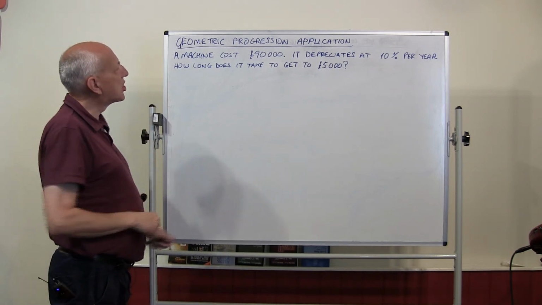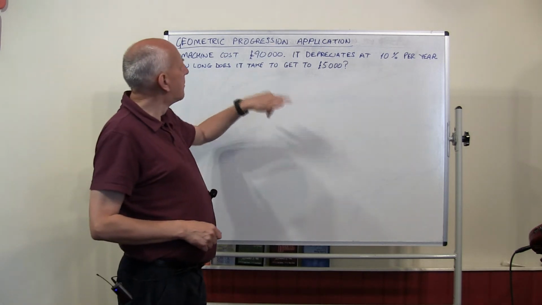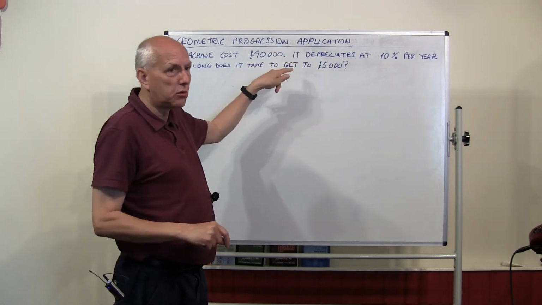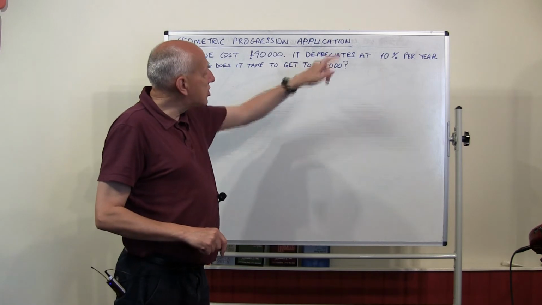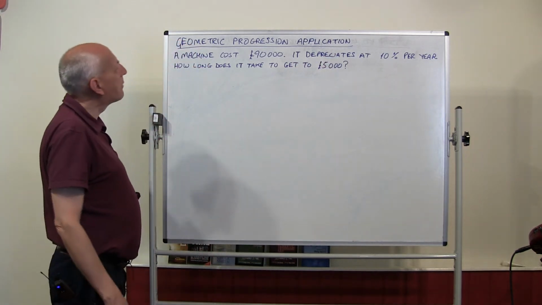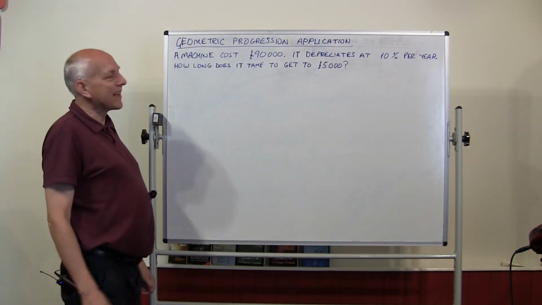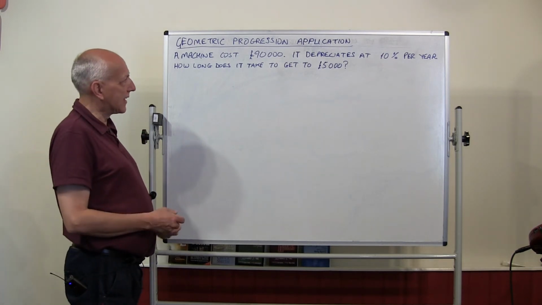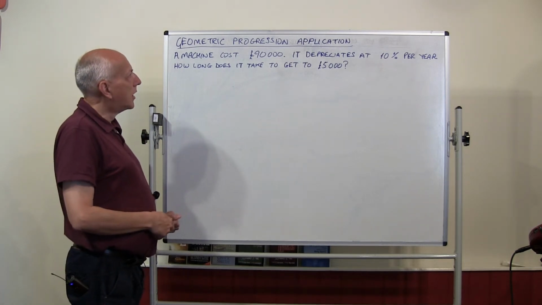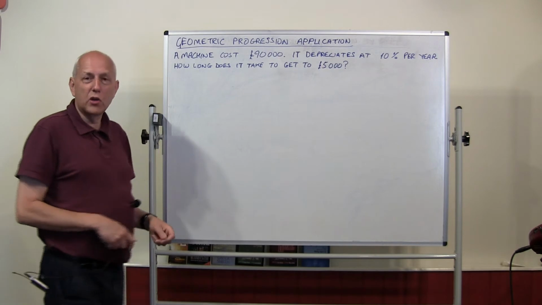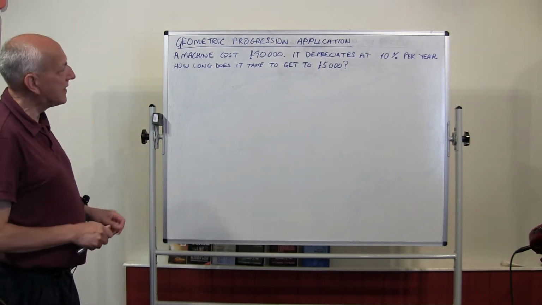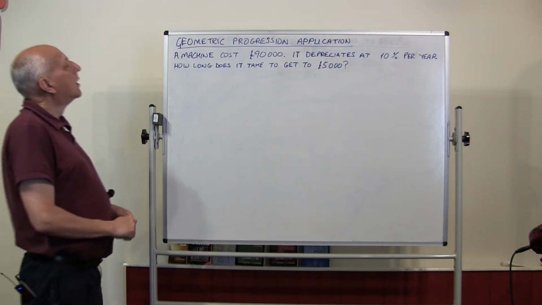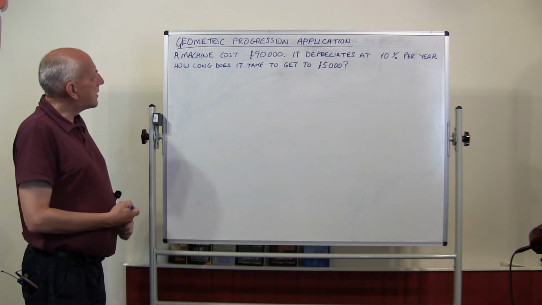So we've got some machine that costs £90,000, and because I'm in the UK, it depreciates at 10% per year. So how long does it take to get to 5,000? How many years does it take to get down to £5,000? 10% depreciation here is pretty good. It's better than just about every car you can buy. But anyway, let's have a look.